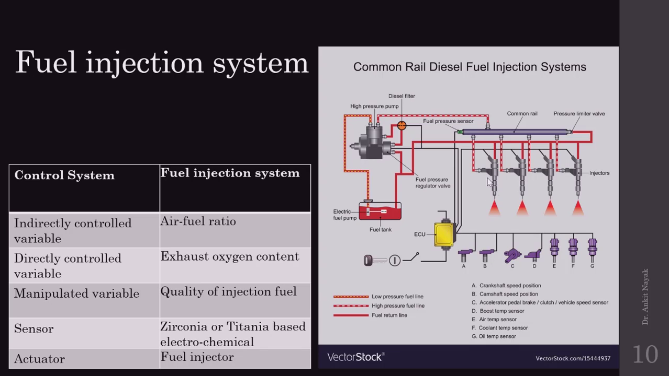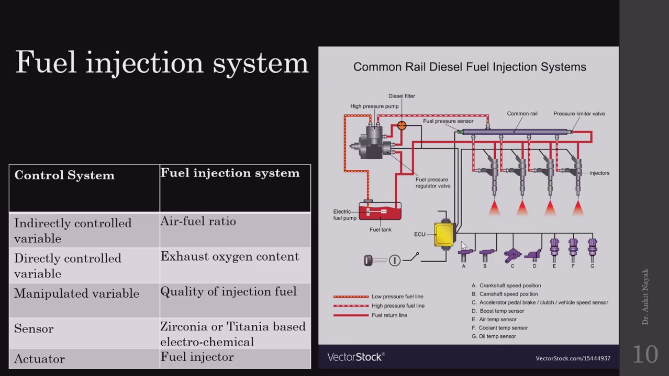So here you can observe the common rail diesel fuel injection system and its different parts. Here you can observe the electronic control unit. This electronic control unit controls the fuel injection, or the solenoid valves which are responsible for the on or off position of the different fuel injectors. Here you can observe the different variables associated with the fuel injection timing. First thing is the crankshaft speed and position.